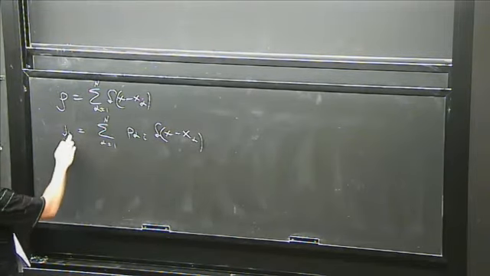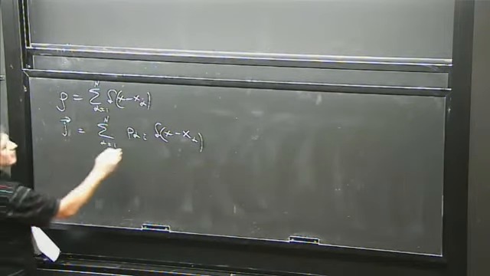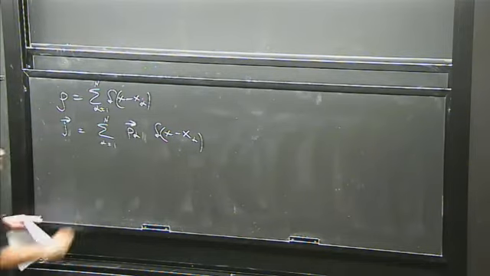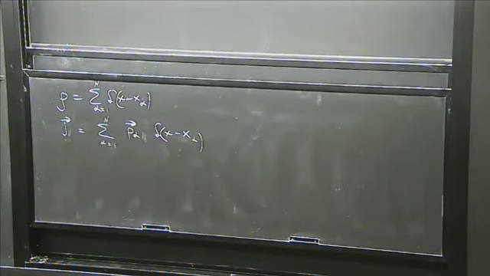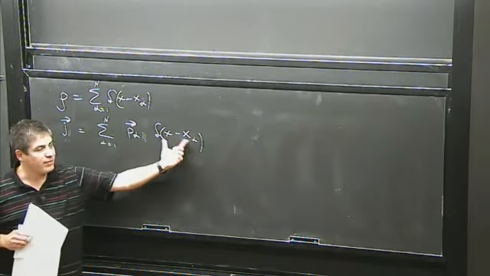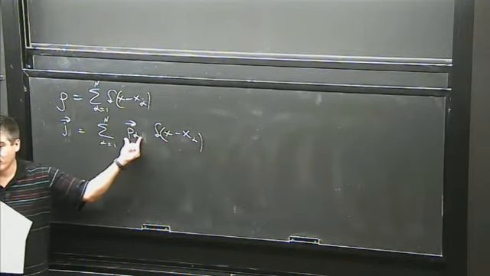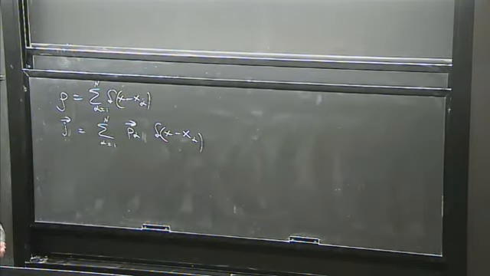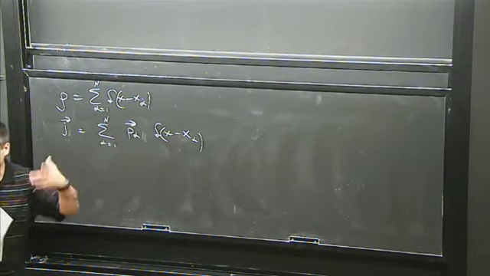Let me actually write it in vector form. It will be a little bit easier to understand. So this is the density of particles. This is the density of momentum. At the position of every particle, I take the momentum of the particle and multiply it by a delta function. So if I integrate J over some volume, I will get the sum of P's, which is the total momentum of the system.